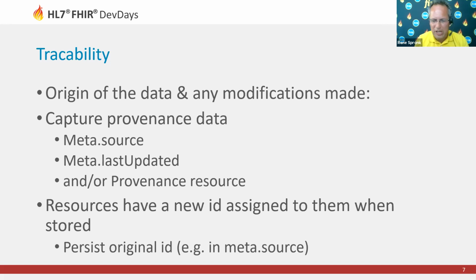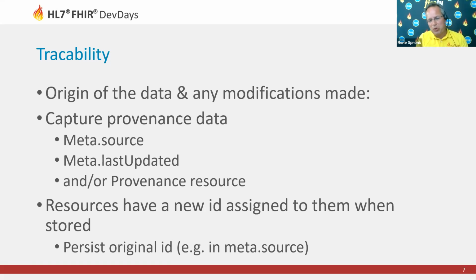If you need more than that, for example, if you're doing transformations, what transformation have you done based on what rule, you may need a full-blown Provenance resource. Now, it's not heavily used in all sorts of projects, but it's a very nice FHIR resource that can be used to track all sorts of changes that have been made to other FHIR resources.